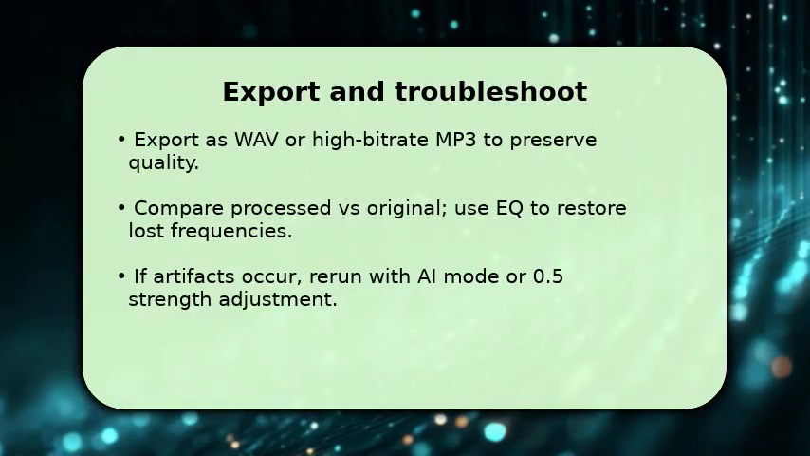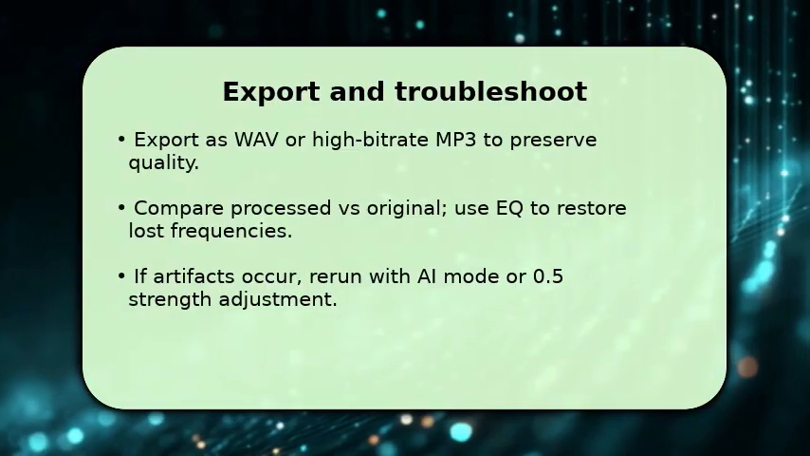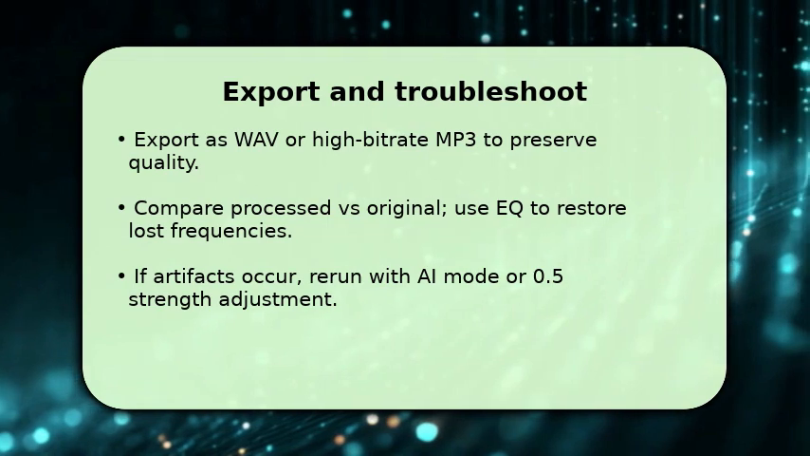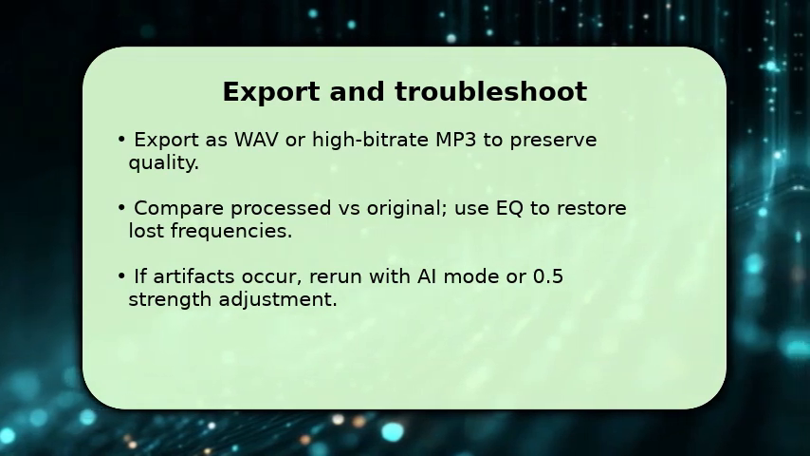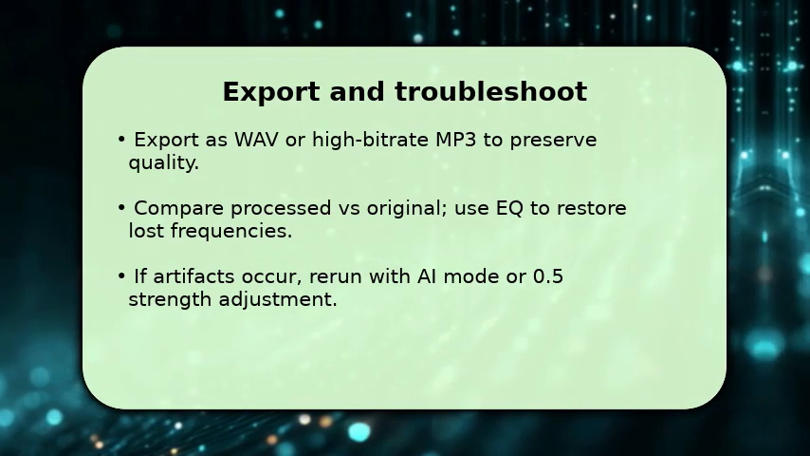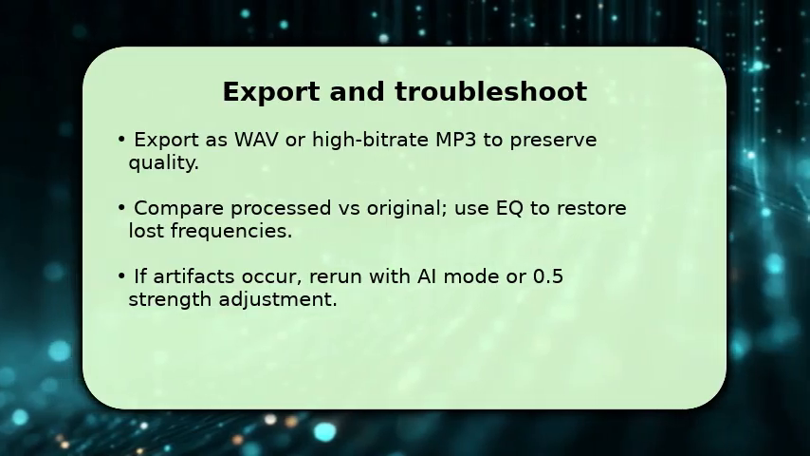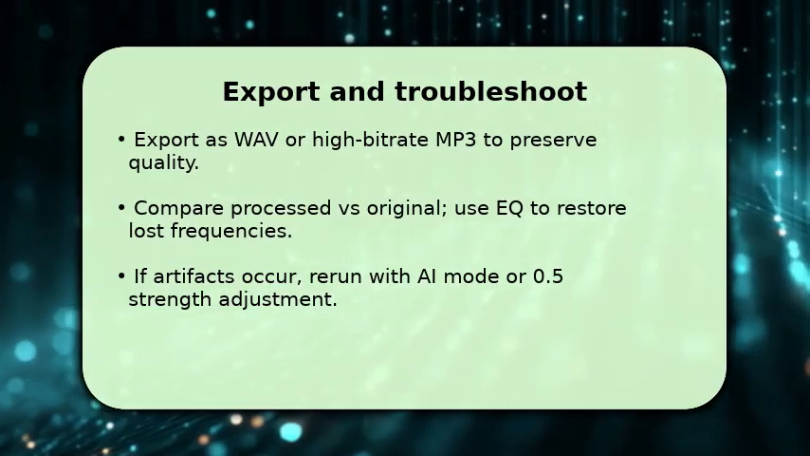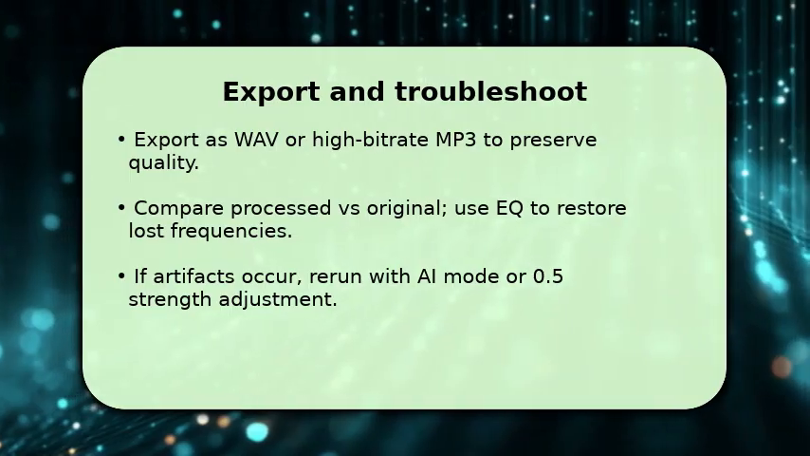You finish by exporting the processed file in WAV or high bitrate MP3 to keep clarity. Listen through speakers and headphones to check for vocal traces or artifacts. If you hear hollow or metallic sounds, apply light EQ to restore mid-frequencies or slightly reduce removal strength and reprocess.